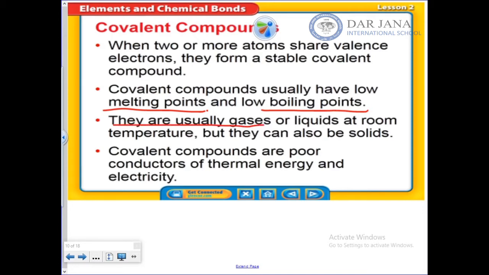They are usually gases. Of course, guys. And because most of the elements which are in the yellow region, meaning the non-metals, most of them are gases. So that's why most of the covalent compounds are gases or liquid at room temperature. Pay attention that I'm telling you this at room temperature. But they can also be solids, because some of the non-metals are solids, like sulfur, for example, and since they are made up of non-metals, of course, covalent compounds are poor conductors of thermal energy and electricity. So in general, these are the properties of covalent compounds, which are very similar or the same as properties of non-metals.